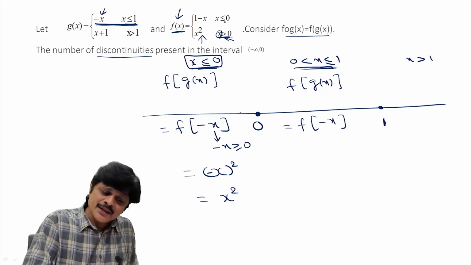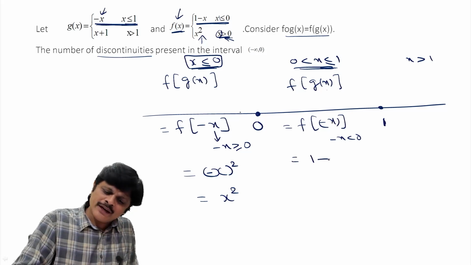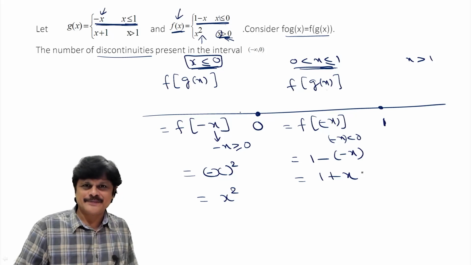So for x less than 0, what is the definition of f(x)? When this argument minus x is less than 0, what is the definition? When the argument is less than 0, it is 1 minus of that argument. So what is that argument? Minus x. So it is 1 minus of minus x, so it is 1 plus x.